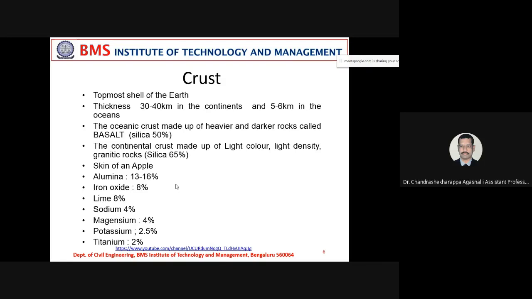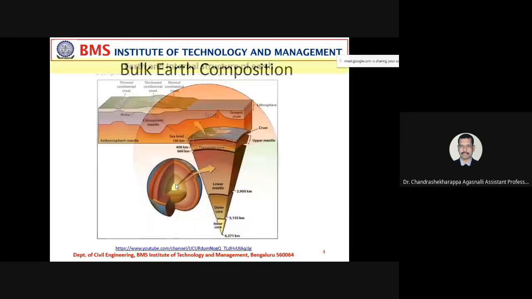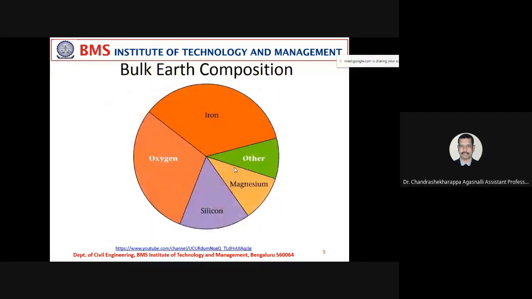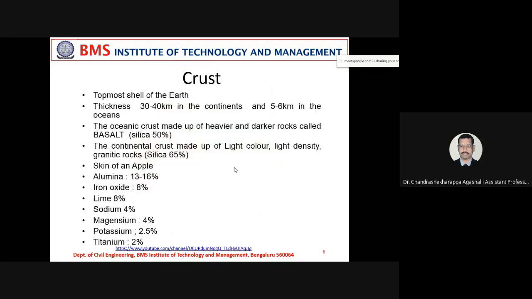In the exam, if you are asked generally what the internal structures of the earth are, you need to draw this diagram first, with the different layers: the lower mantle, upper mantle, crustal part, and central part. Then you need to write down and describe the chemical composition of the crustal part.